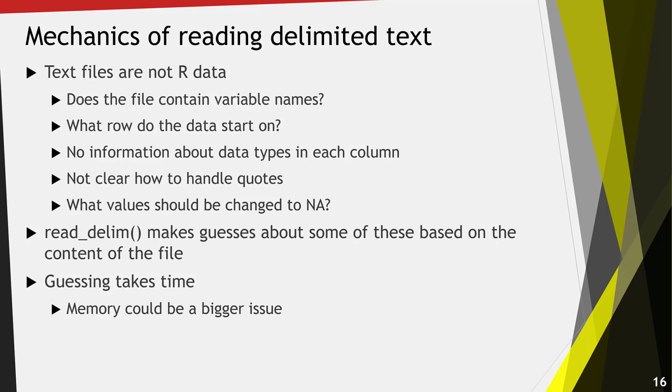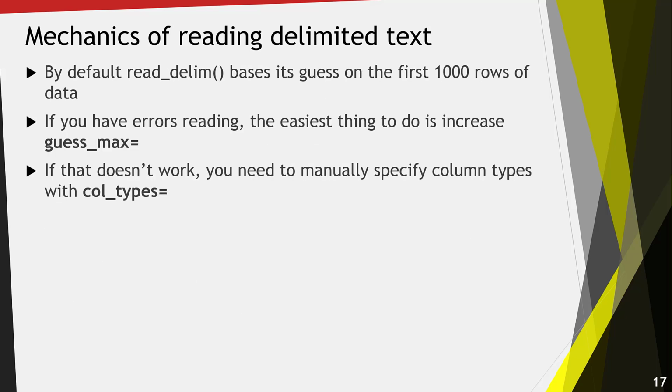ReadDelim and the special case versions of this function make guesses about some of these based on the content of the file. As a warning, guessing takes time, but more importantly, for large files, memory could be a bigger issue than time. By default, readDelim is going to base its guess on the first 1,000 rows of data. If you have errors reading the file, the easiest thing to do is increase the number of rows that it looks at by changing the guess_max argument. You can specify any number, and R will process that many rows before it tries to decide what the data type in each column is.